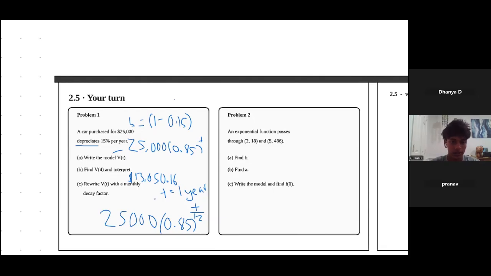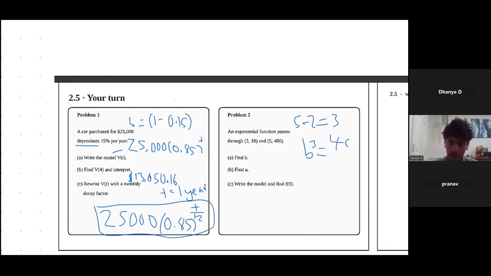But in this case, it's going to be T over 12. Next, we have this exponential function passed through (2, 18) and (5, 486). First, find B. Okay, let's do that. For B, 5 minus 2 is 3, which gives us the difference between these two. So B cubed is going to equal the ratio between these two numbers, which is 486 divided by 18.